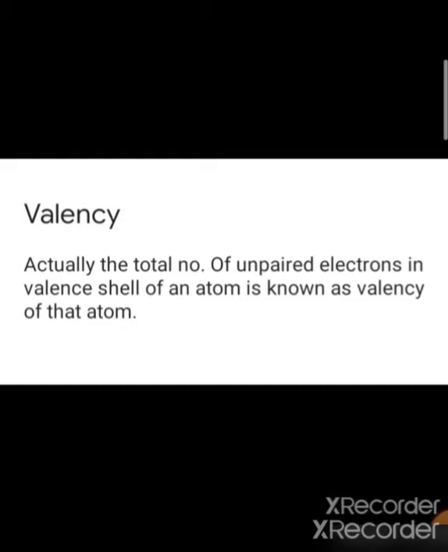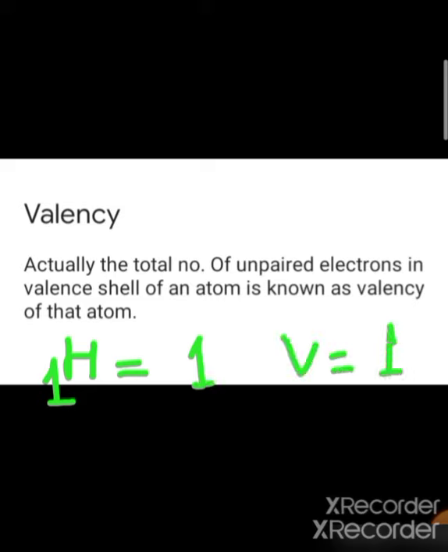Again, hydrogen, atomic number 1. What is the configuration? 1. Then the valency of hydrogen is 1, because in the first shell only 2 electrons are possible and it contains 1 electron. It means 1 electron is unpaired, and it wants to produce a pair of electrons. So the valency of hydrogen is 1, because in the first shell only 2 electrons are possible.